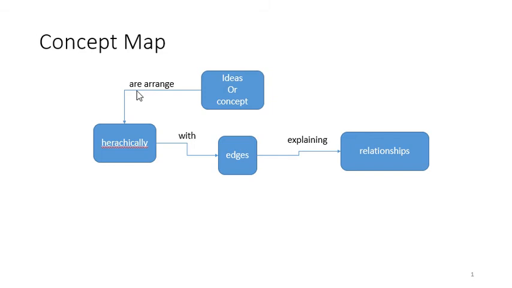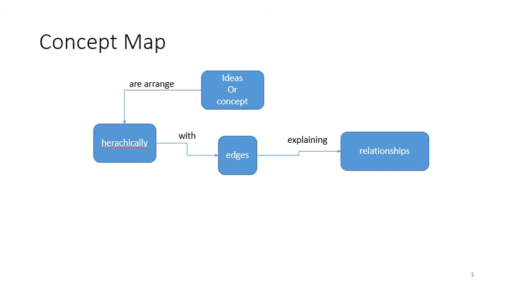Sometimes these edges are directional, as shown here. Ideas or concepts are arranged hierarchically. That means in a top to bottom fashion and then left to right normally, with edges explaining relationships. So you have your concepts in nodes, and edges explain the relationship between those nodes, or how those things relate to each other.